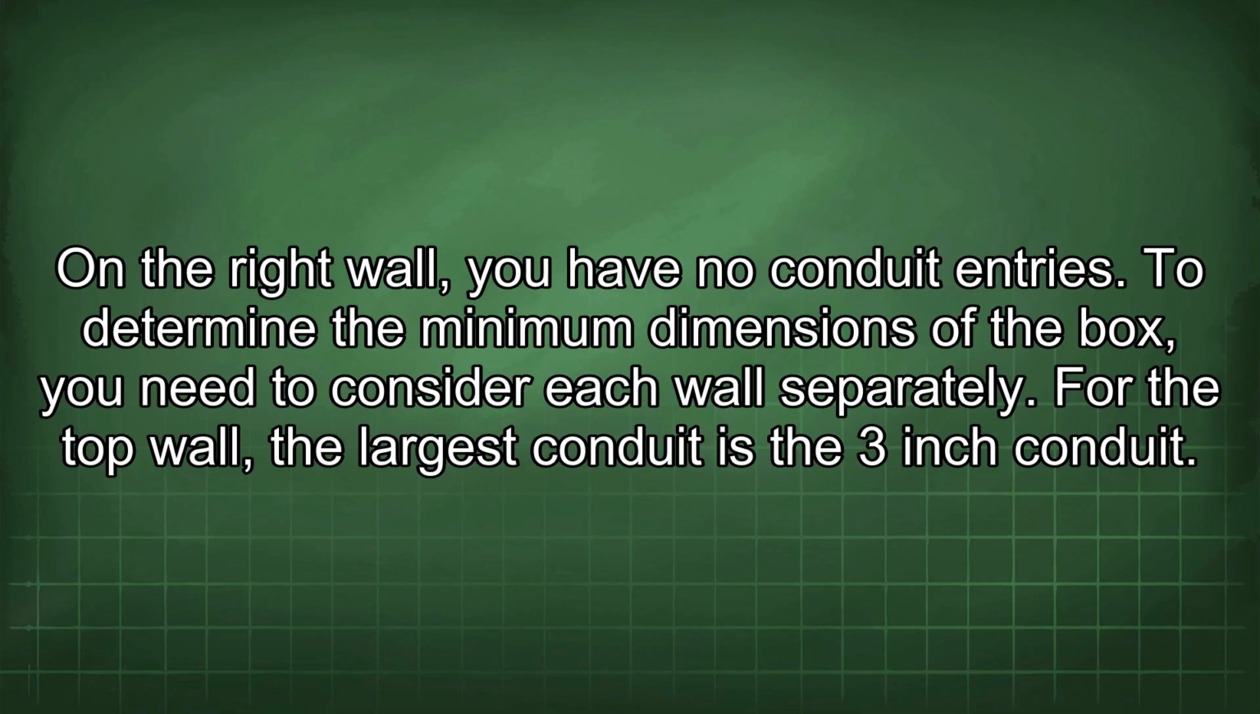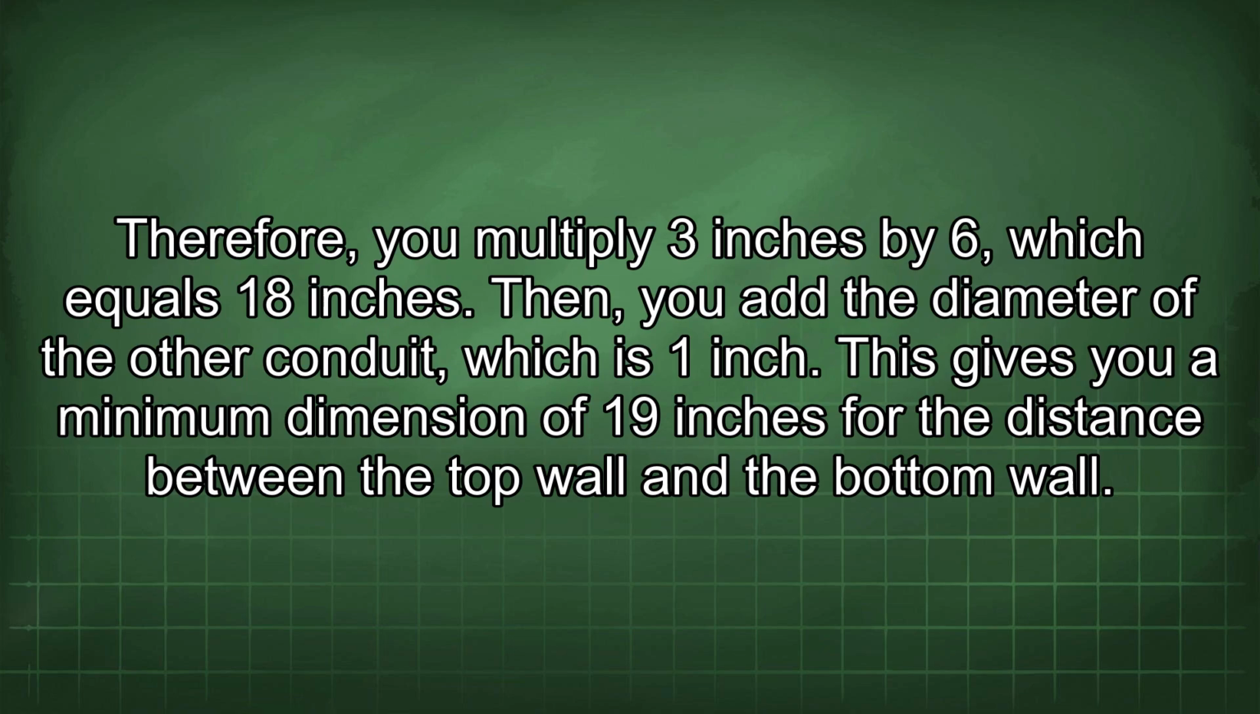To determine the minimum dimensions of the box, you need to consider each wall separately. For the top wall, the largest conduit is the 3-inch conduit. Therefore, you multiply 3 inches by 6, which equals 18 inches. Then, you add the diameter of the other conduit, which is 1 inch. This gives you a minimum dimension of 19 inches for the distance between the top wall and the bottom wall.